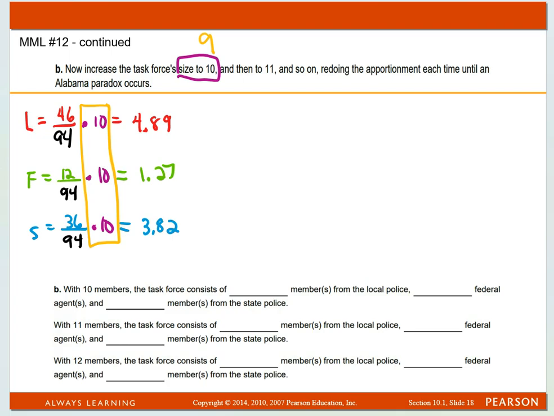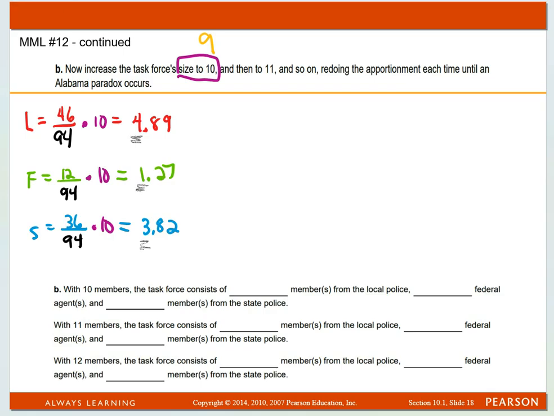The number of police officers was still a total of 94. None of that changed. But when you take the 46 divided by 94, you're now going to multiply times 10 instead of 9. Same thing for the 12 over 94 and the 36 over 94. So now I would look at each one of these whole numbers here.